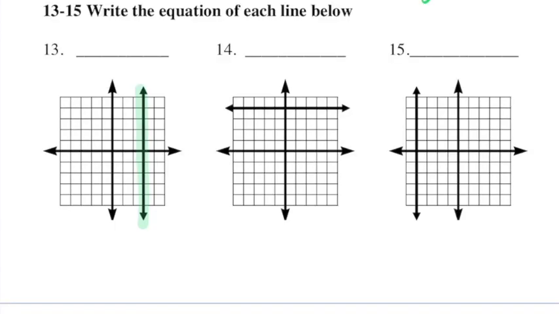13 through 15, we're just writing equations. This is a vertical line, meaning an x equals line. And the x is 1, 2, 3. It's at 3, so x equals 3. This next one, it's a horizontal line. So y equals, and it's at 1, 2, 3, 4 on the y-axis. So y equals 4. And then finally, we've got a vertical line. So it's an x equals, and we're at x equals negative 1, 2, 3, 4. So x equals negative 4.